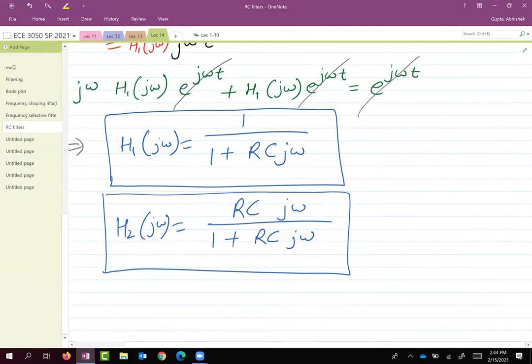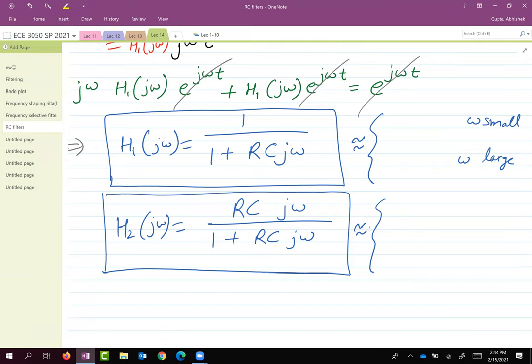Now let's look at these two frequency responses. Can someone tell me what happens when omega is small versus omega is large? What is the approximate value? I'm just looking at the absolute value. I'm not looking at the phase at all. If omega is large, H1 will start to go towards zero. And what about if it's small? It goes to one.